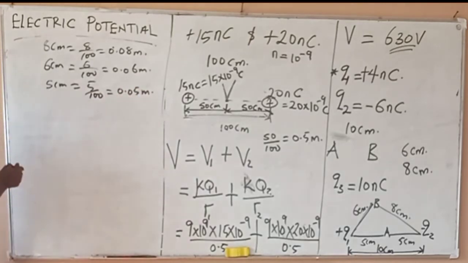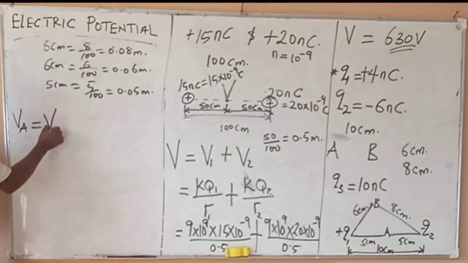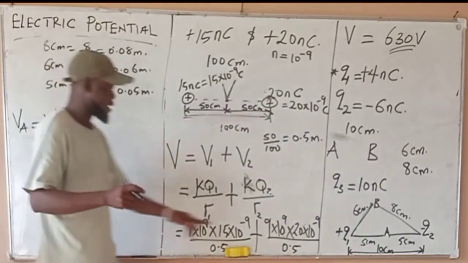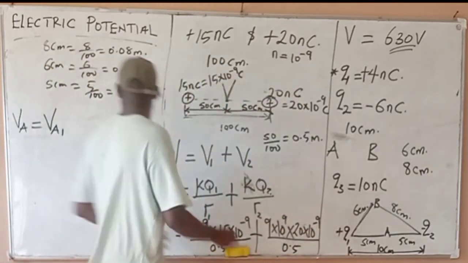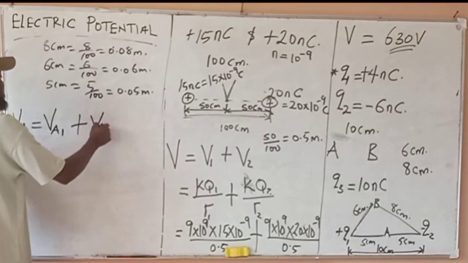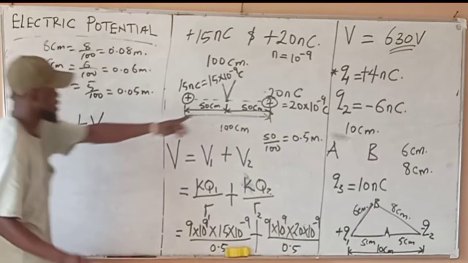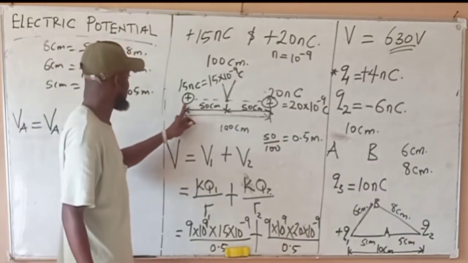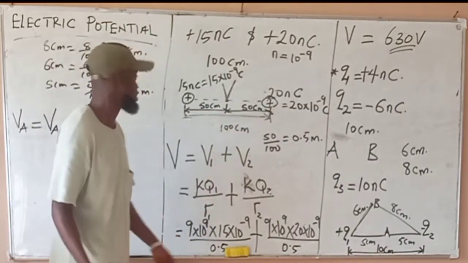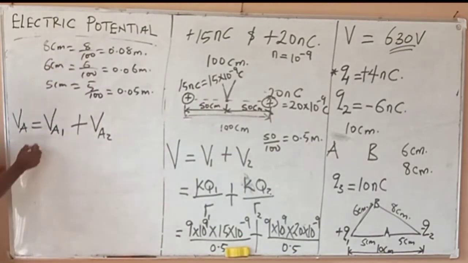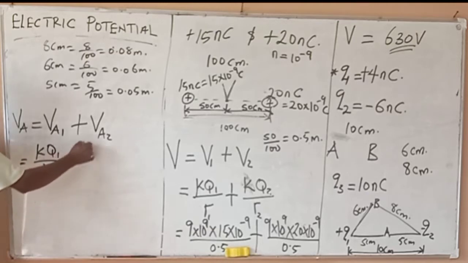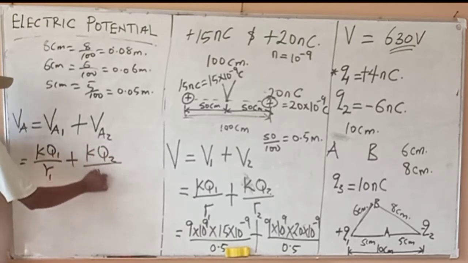So, if I calculate the potential at A now, what will it be? The potential at A will be the potential at A due to Q1 plus the potential at A coming from Q2. Remember how to do this? Potential from this one plus potential from this one. Simple as ABC. So we will have kQ1 over R1 plus kQ2 over R2.